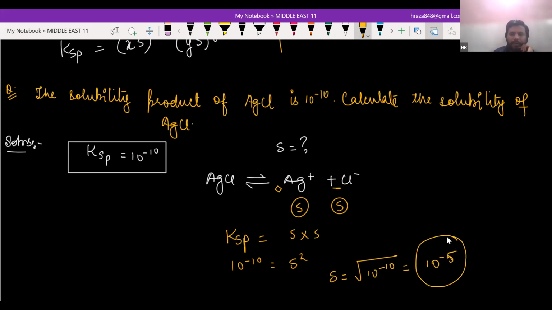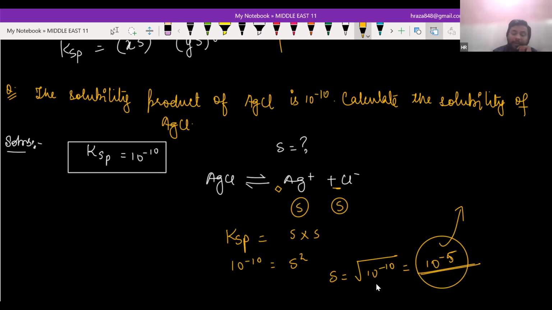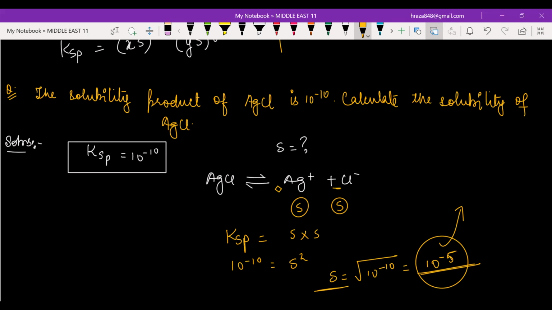Can anyone tell me the unit of this? Krishna, Ifra, Fawaz, and Saif. I asked, what is the unit of this value? That means what is the unit of solubility? Because we found that solubility is equal to 10 raised to the power minus 5. What is its unit? Meter, liter, kilogram, what is it? So, mole per liter. Mole per liter. Any other answer? Anyone else?